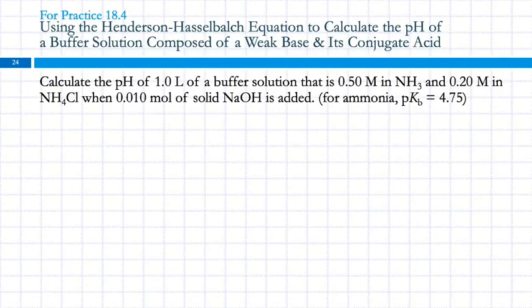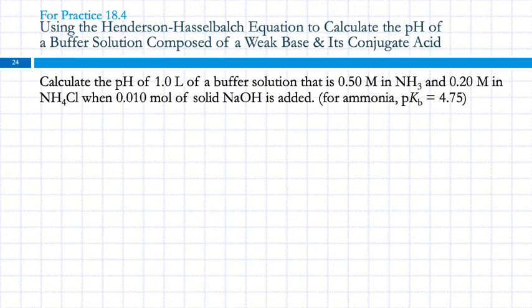Use the Henderson-Hasselbalch equation to calculate the pH of a buffer solution composed of a weak base and its conjugate acid. So calculate the pH of 1 liter of a buffer solution that's 0.5 molar in ammonia and 0.2 molar in ammonium chloride when 0.1 mole of solid sodium hydroxide is added. And we're given pKb for the ammonia. Now, we could calculate the initial pH of the buffer, but we don't need to, and it didn't ask us to, so we're not going to.